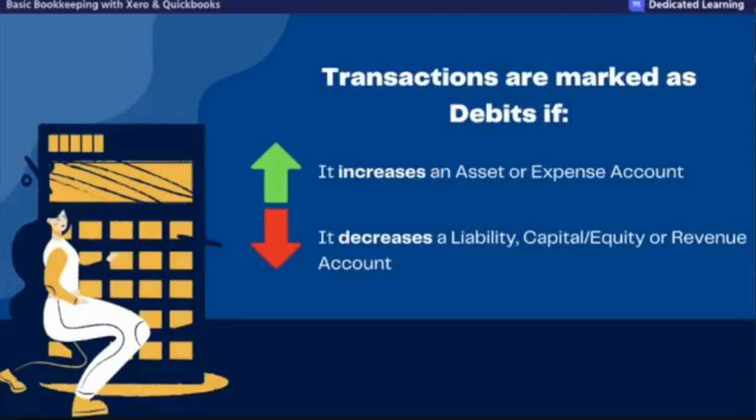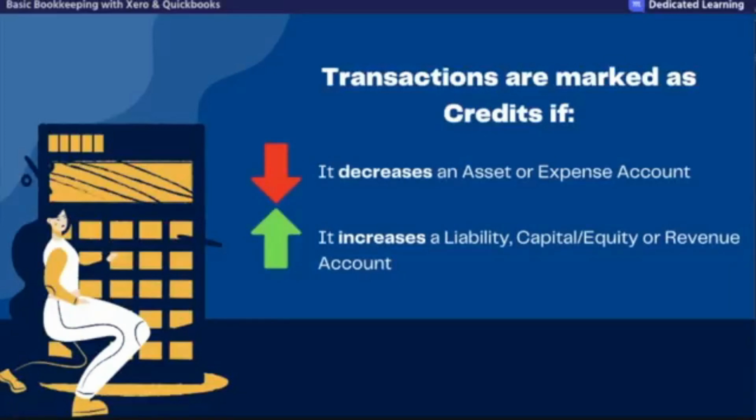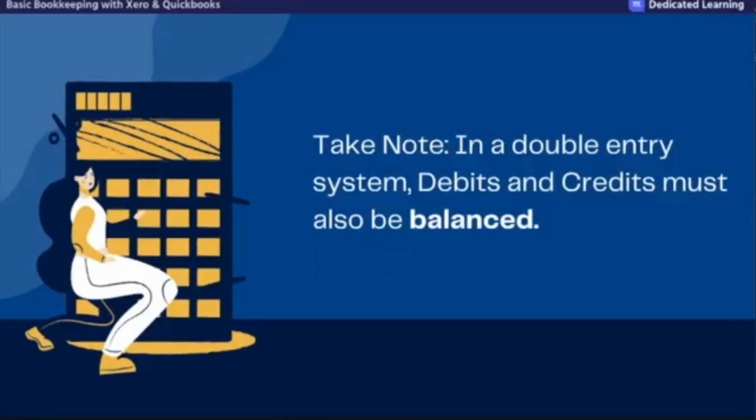If it's something that takes away or reduces a liability, the capital or equity, or the revenue, then this becomes a debit. So you can guess the opposite holds true for transactions that are marked as credit. If it decreases an asset or an expense account, then the transaction is marked as credit. If it increases a liability, capital or equity, or revenue account, then this is also marked as credit. So take note, friends, in the double entry system, debits and credits must also be balanced.